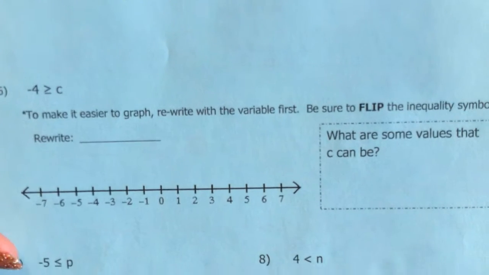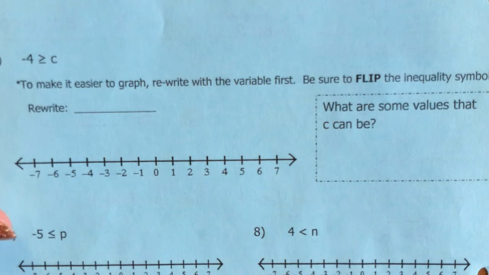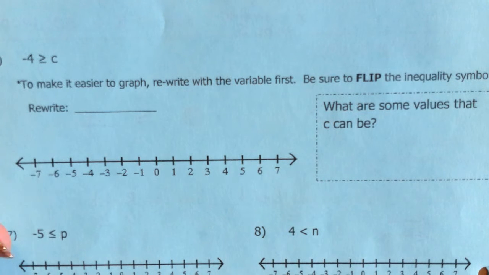So let's talk about number one. It's a little bit different. So if we look at this, it says to make it easier to graph, rewrite with the variable first, then flip the inequality symbol.